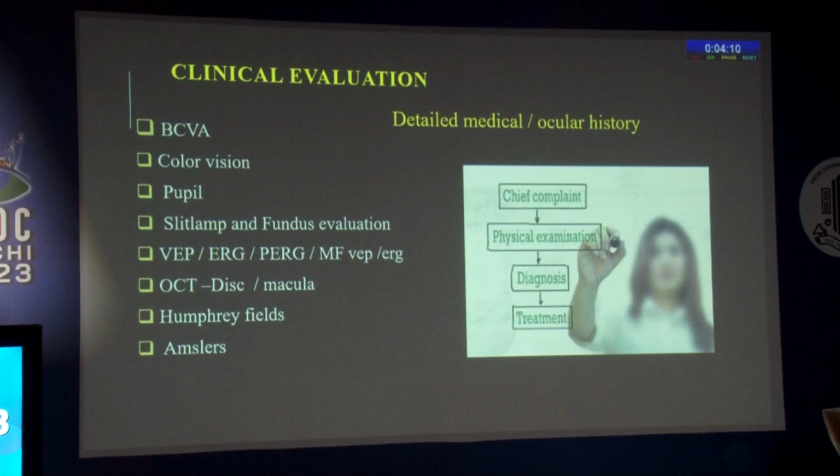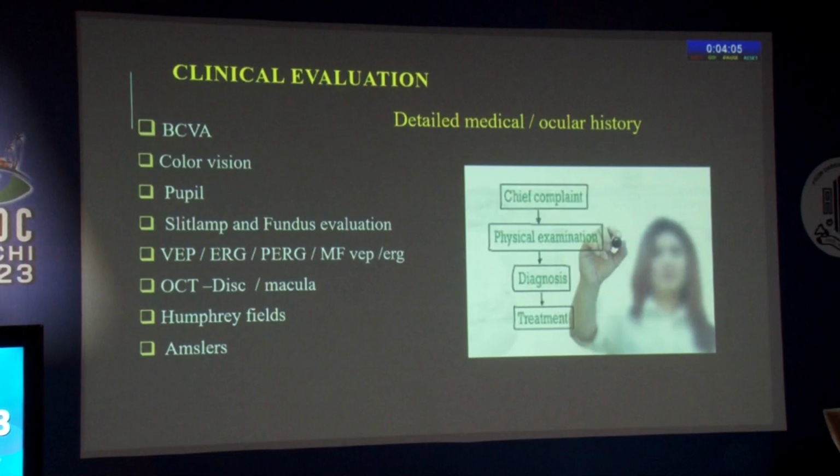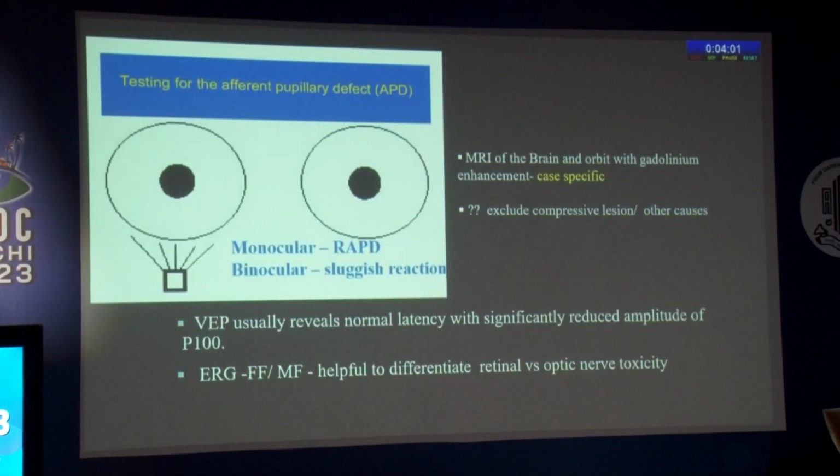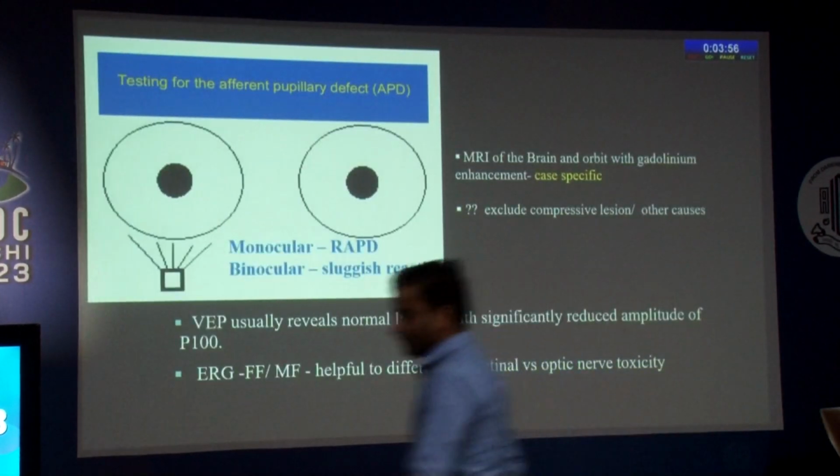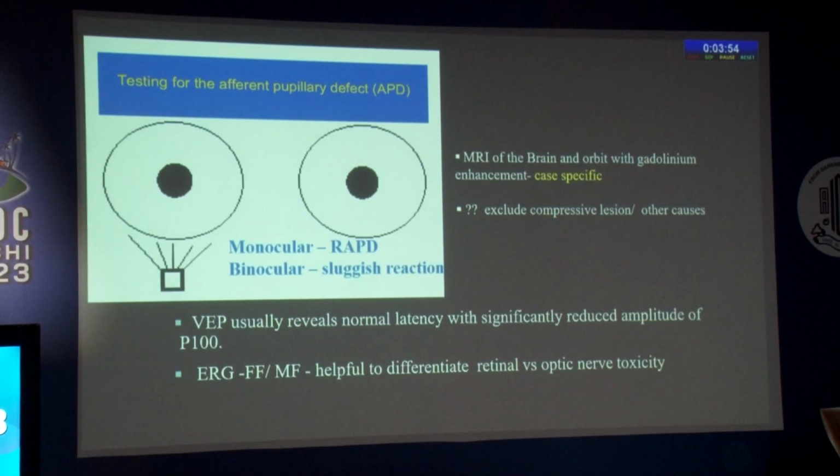Do a detailed optic nerve function test as shown here. And maybe you can add electrophysiological tests, OCT, visual fields, Amsler to aid the diagnosis. And as I mentioned, because it's a bilateral presentation, do not search for a relative afferent defect. It will be a sluggish response in both the eyes.